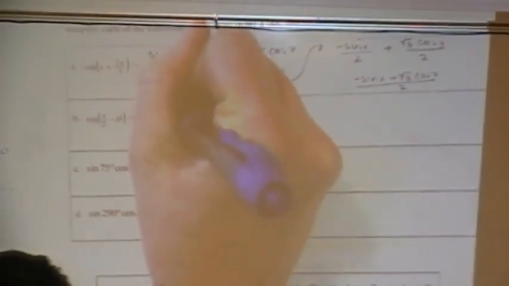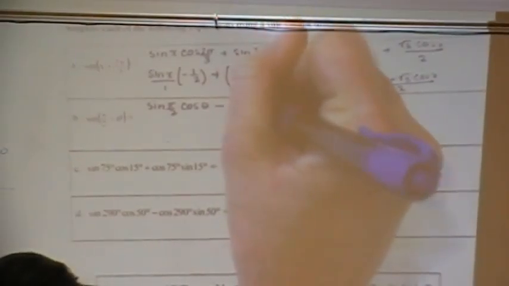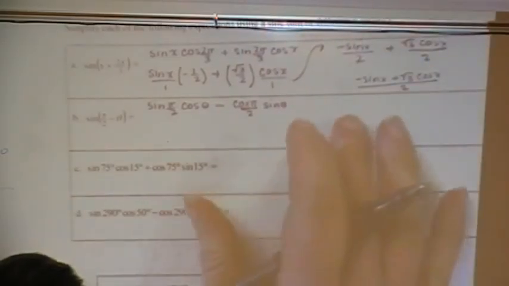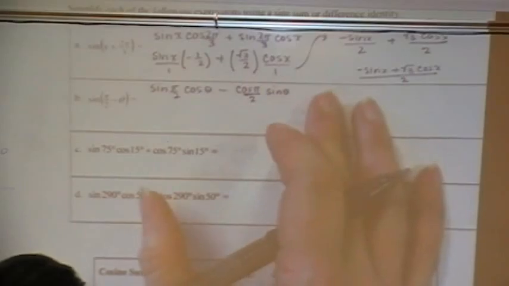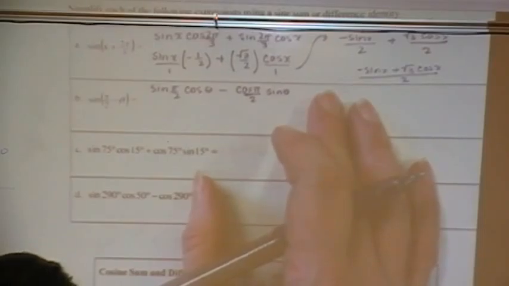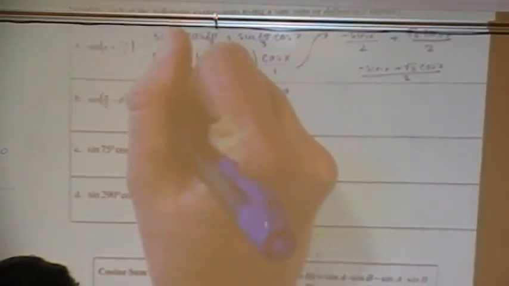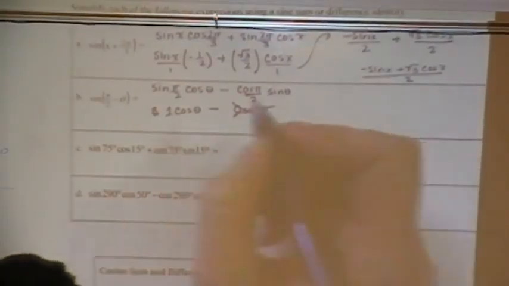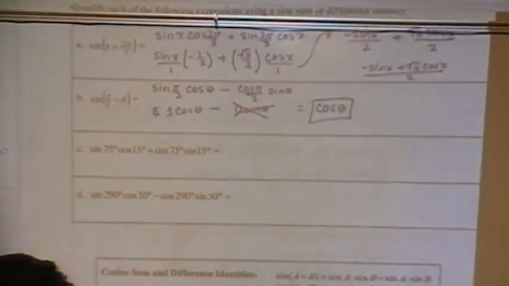Okay, so we're going to do it again. Sine of pi over 2 cosine theta minus cosine pi over 2 sine theta. Pi over 2, where is that? Straight up. So what's the ordered pair straight up? 0, 1. So sine is 1. 1 cosine theta minus 0 sine theta. So this cancels out. 1 times cosine is just cosine theta. So that really did simplify things.